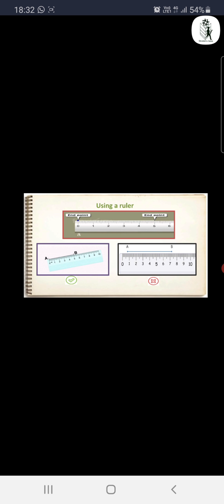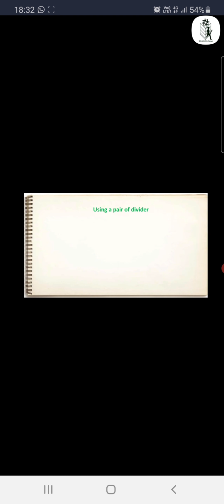You may commit mistakes. But even if your way of placing the ruler is correct, sometimes there is a scope of error in this procedure. Sometimes the ruler may be too thick, it may be blunt, one corner might be broken or something like this. So to avoid all this, what we can use is a pair of dividers.